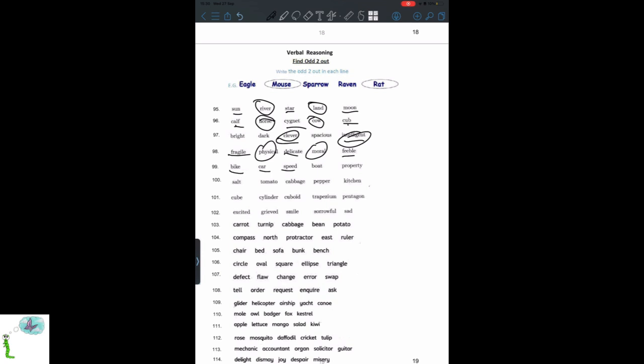Bike, car, speed, boat, property. So bike, car, and boat, all vehicles, so it's going to be these two. Salt, tomato, cabbage, pepper, kitchen. So you might think salt and pepper are together, right? But kitchen doesn't go with it, and neither does tomato, cabbage, kitchen. So it can't be that. The rule can't be that.